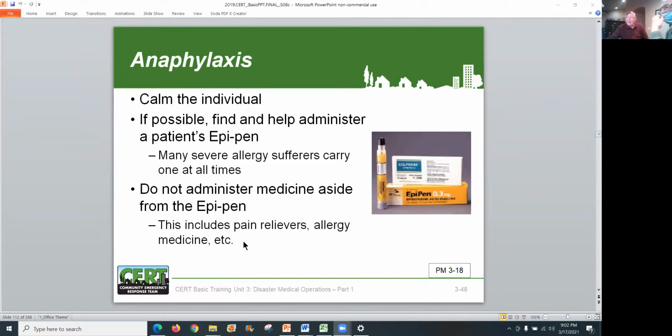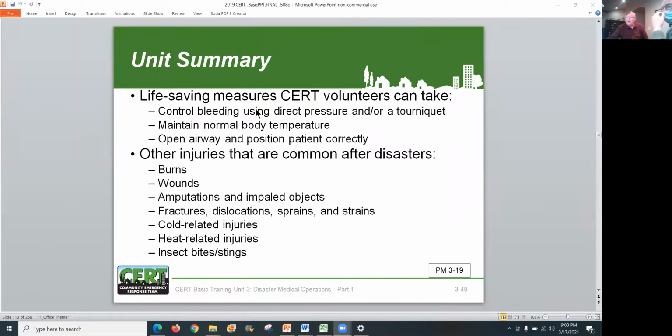It relieves the pain and it takes care of the allergy. EpiPens. Most people who are in that condition carry them. As a CERT volunteer, you can take control of bleeding using direct pressure or a tourniquet. This is the summary: maintain normal body temperature, open airways, and position the patient in a corrective position, a recovery position.